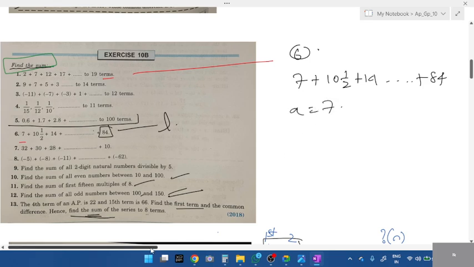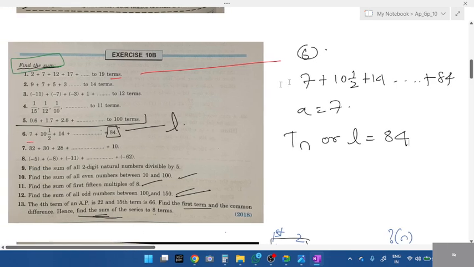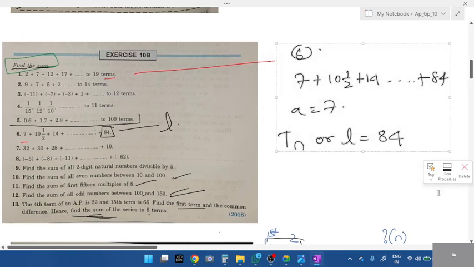D is not required. We need N, students. Even here N is not given. N is not given, but the last term is given. What is the last term? You can take it as Tn or L, right? So what is the Tn value, students? 84. Okay, sum is also not given. We can directly use the first formula.